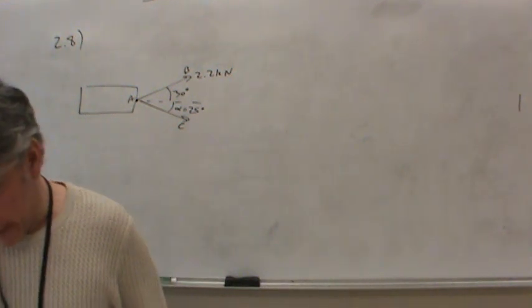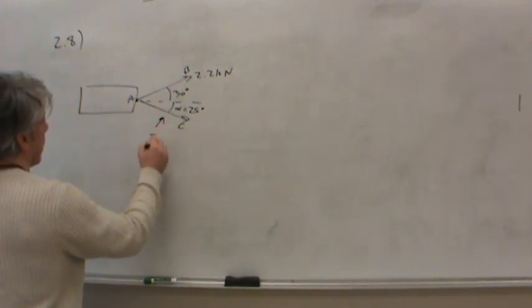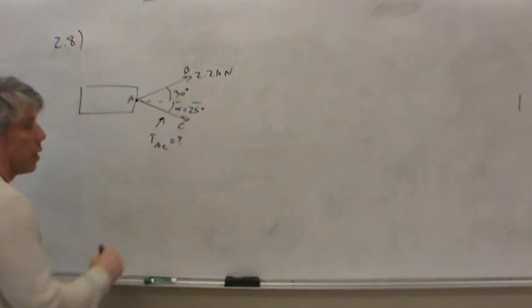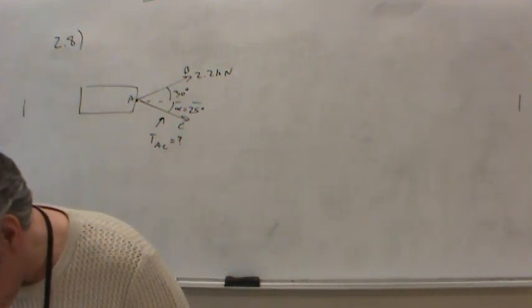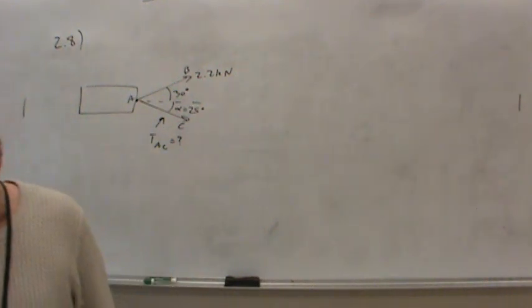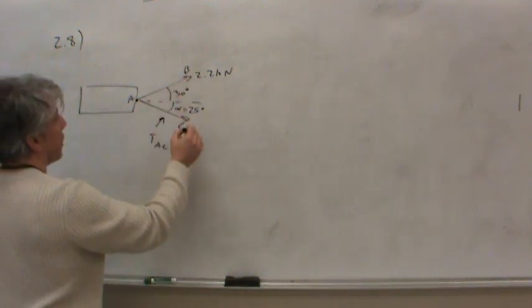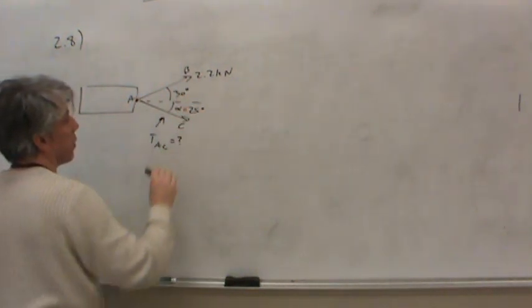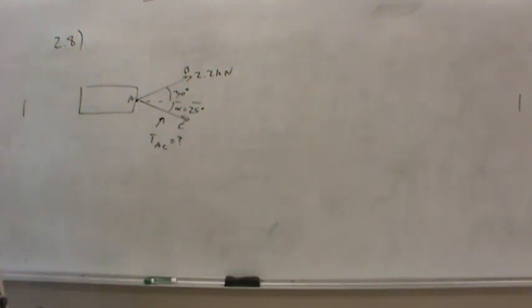So what we're trying to find out is the tension in AC. And we're also trying to find out the magnitude of the resultant of the two forces that act at A. In other words, we know that when we add these two together, we're going to get a force that acts horizontally. The question is, what's that total magnitude? Do you see how this is simply a vector addition problem?